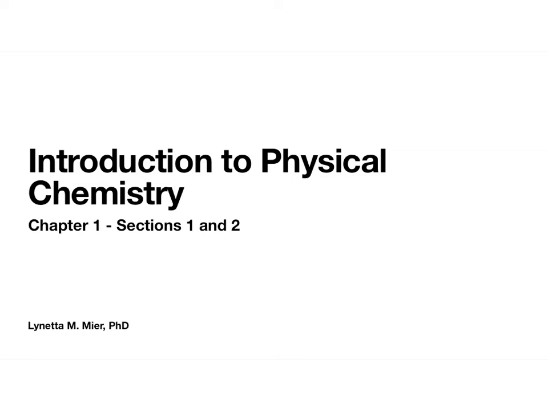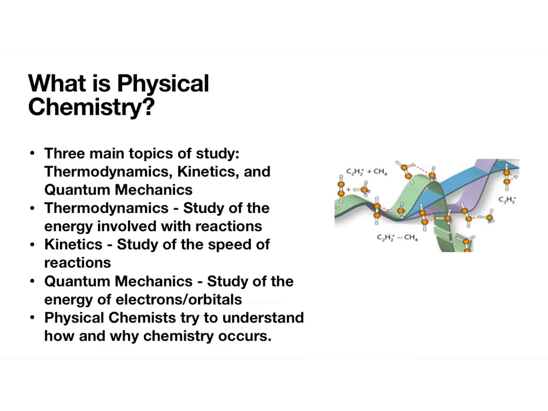And so today, what I want to do is try to give you an overview of what is physical chemistry and some of the details of measurement, because measurement is very important to P-chemists. So in P-Chem, we really have three main topics of study. There's thermodynamics, kinetics, and quantum mechanics. And in this semester, we are going to be focusing on thermo and kinetics. Quantum mechanics, that is next semester.